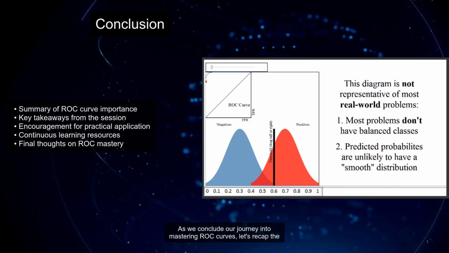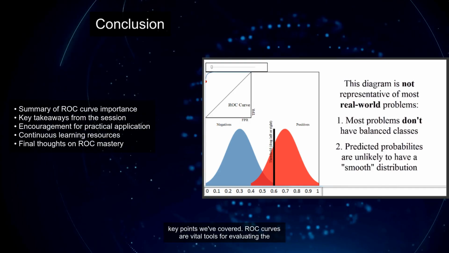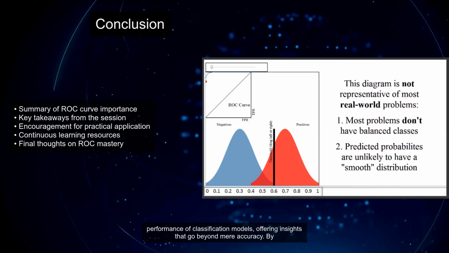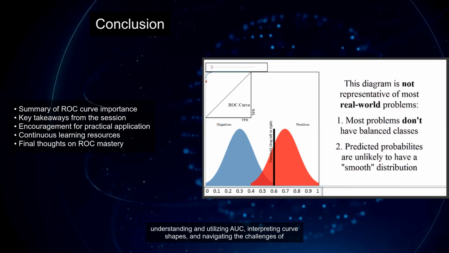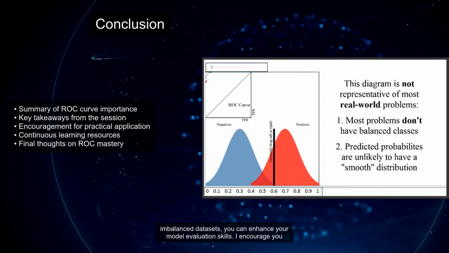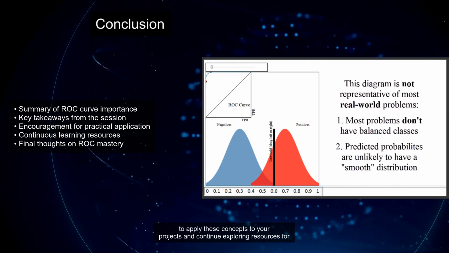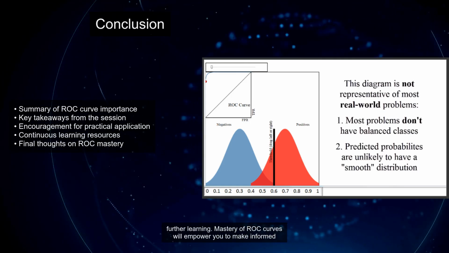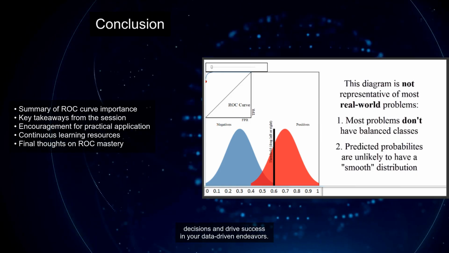As we conclude our journey into mastering ROC curves, let's recap the key points we've covered. ROC curves are vital tools for evaluating the performance of classification models, offering insights that go beyond mere accuracy. By understanding and utilizing AUC, interpreting curve shapes, and navigating the challenges of imbalanced datasets, you can enhance your model evaluation skills. I encourage you to apply these concepts to your projects and continue exploring resources for further learning. Mastery of ROC curves will empower you to make informed decisions and drive success in your data-driven endeavors.